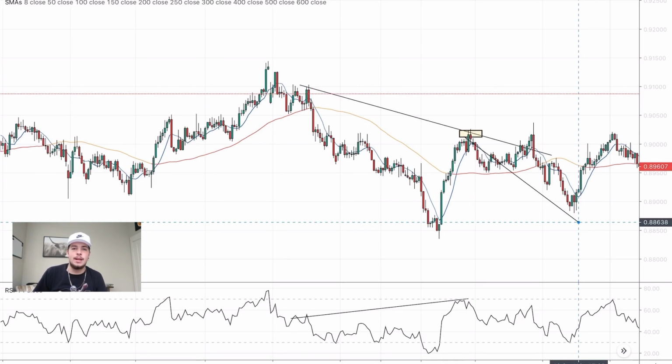We're going to use this in the strategy. It's going to be one of our confirmations. So let's go ahead and go on to the actual putting it all together piece and go over all of this stuff.